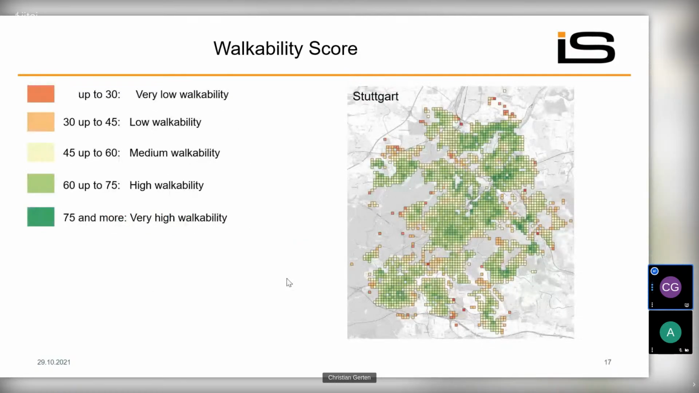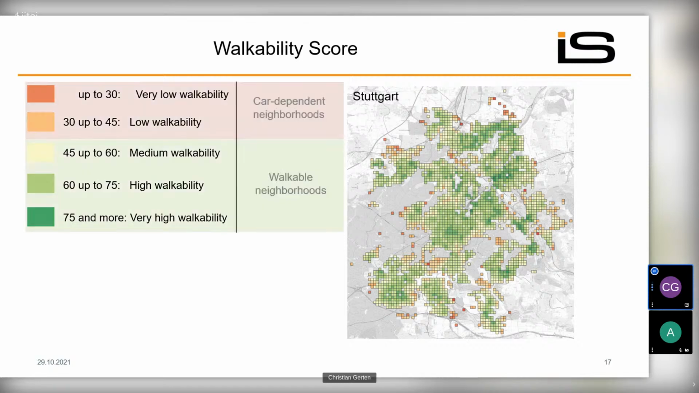This is an example of a complete calculation for a city, Stuttgart in Germany. It's calculated on 500 meter grids, I think. And we also classified these values from very low walkable areas, so values up to 30, to very high walkable areas, 75 and more. So you can see here in green the very urban areas in the city center, which are quite highly walkable. Also, some suburbs are very walkable, and in the outskirts, more rural areas in Stuttgart, you have very low walkability areas.